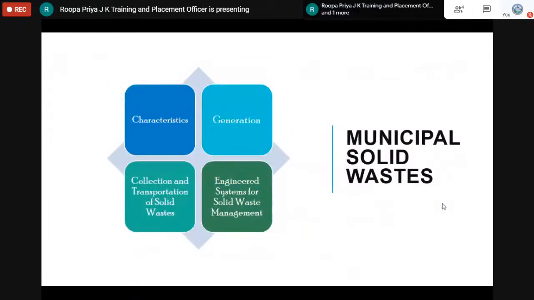So under municipal solid waste, as I mentioned, we have 4 important topics to discuss. One is about the characteristics of municipal solid waste. The second one is the generation of municipal solid waste. The third one is the collection and transportation of solid waste. And the last one is engineered systems for solid waste management.